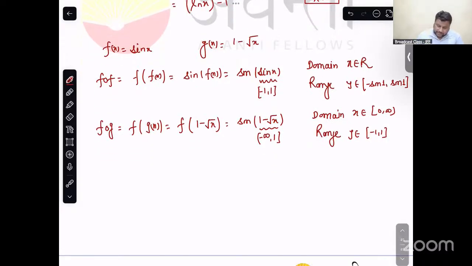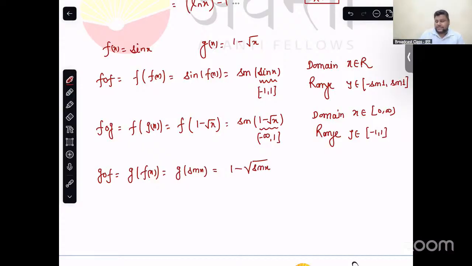Correct? Now, gof. gof is g of f(x). That is g of sine x. That is 1 minus under root of sine x. Now, if I talk about the domain, what is the domain? Sine x should be more than or equal to 0. So sine x is more than or equal to 0 in the first and second quadrant. Means your x should belong to 2nπ to (2n+1)π, where n belongs to integers. This is the first and second quadrant in every rotation of 2π.